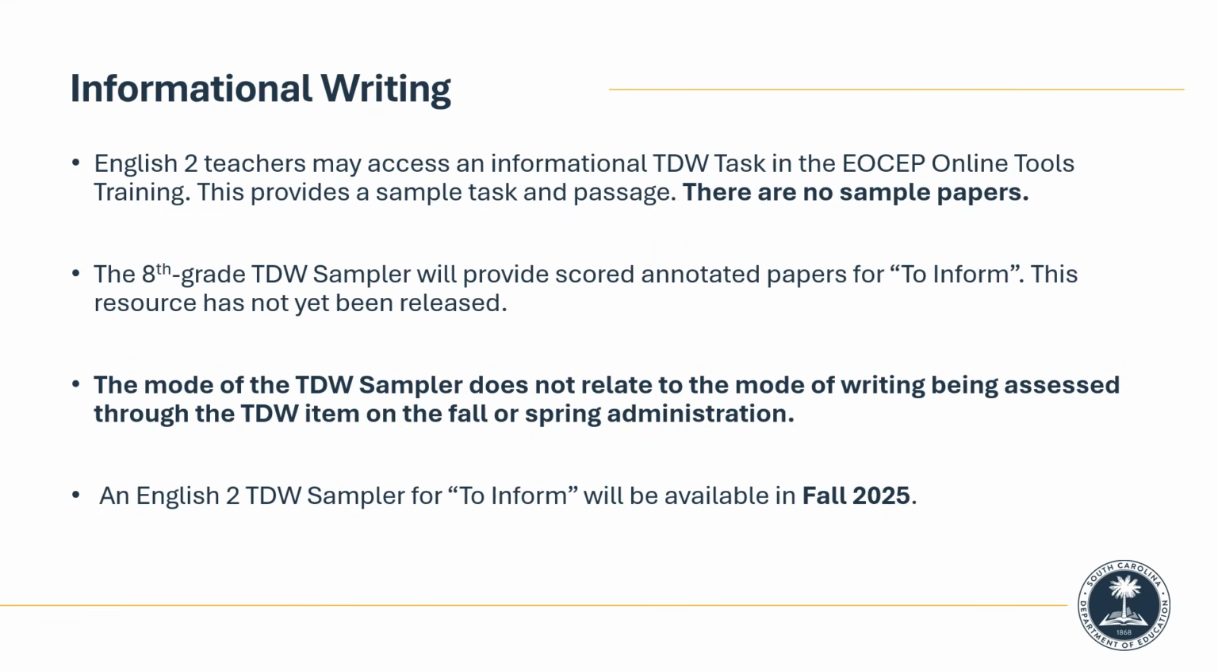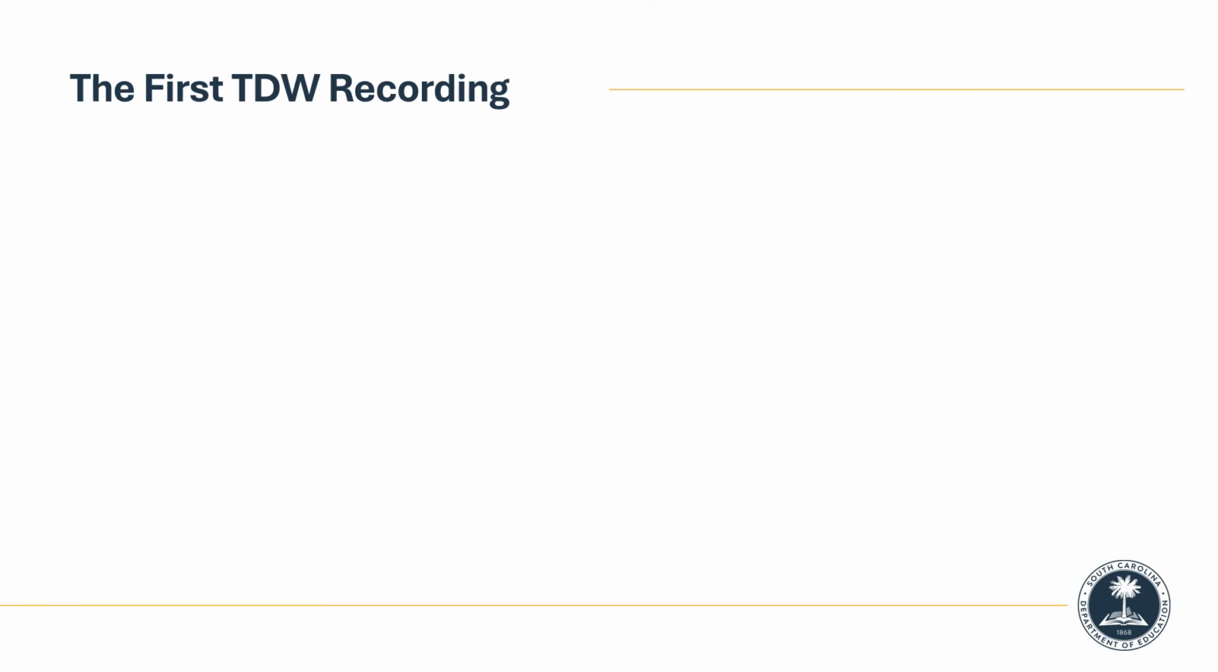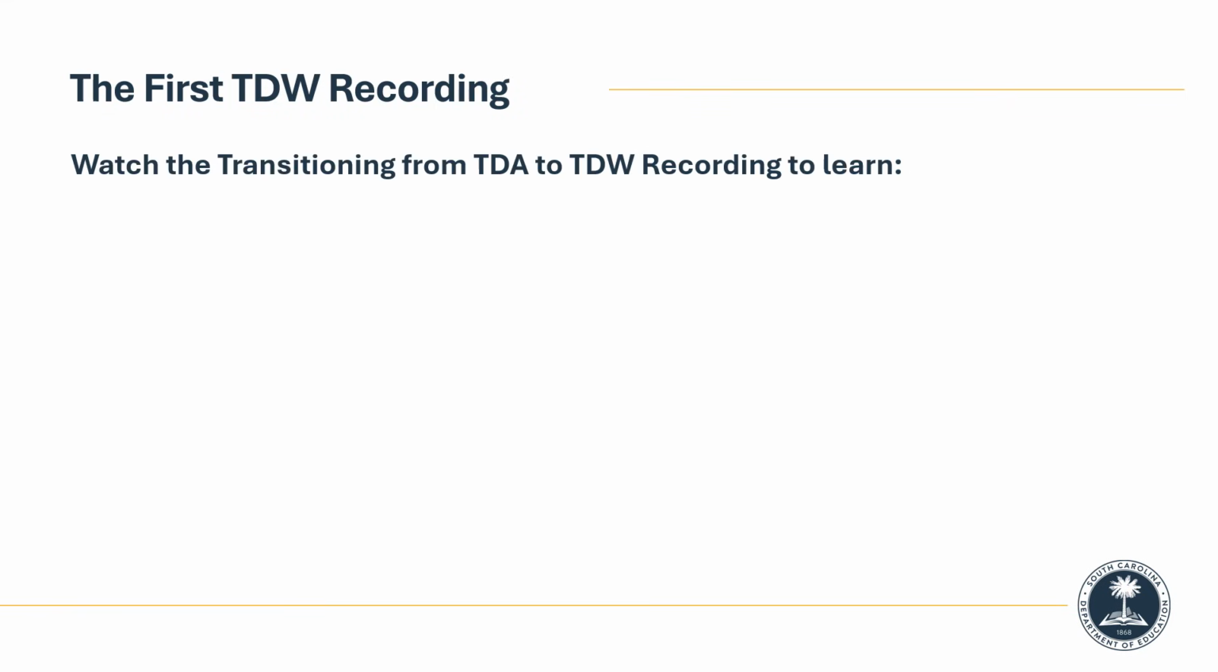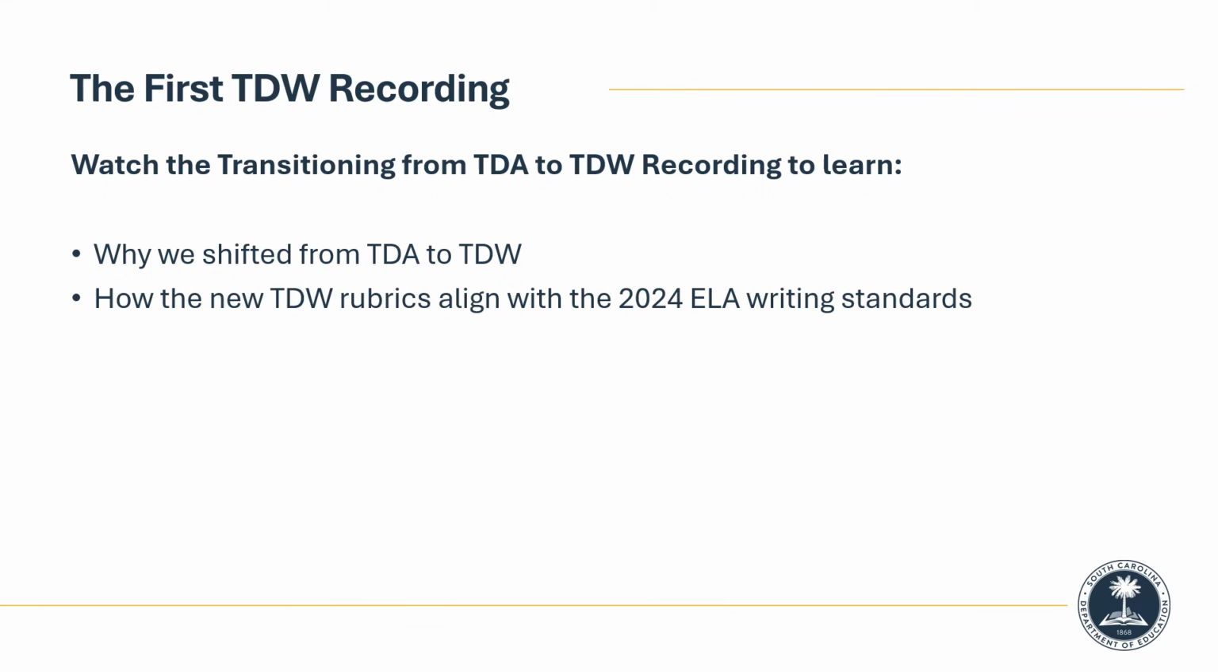The mode of the TDW sampler does not relate to the mode of writing being assessed through the TDW item on the fall or spring administration. An English 2 TDW sampler for To Inform will be available in fall of 2025. If you want to learn more about the TDW scoring rubrics, student cognitive labs, and how the TDW item aligns to the standards, please watch the first TDW video, Transitioning from TDA to TDW.